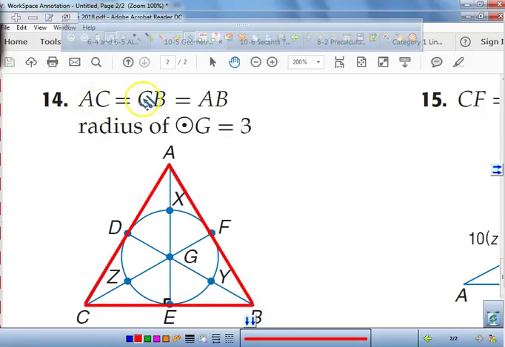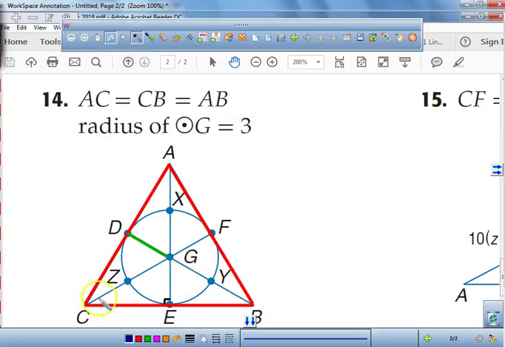It says A to C is equal to C to B, which is equal to A to B, which lets you know that this triangle is an equilateral triangle. Okay? If all the sides are equal. The one piece of information that they've given you is that they say the length of the radius is 3. Now, yes, I'm only going to focus on one.